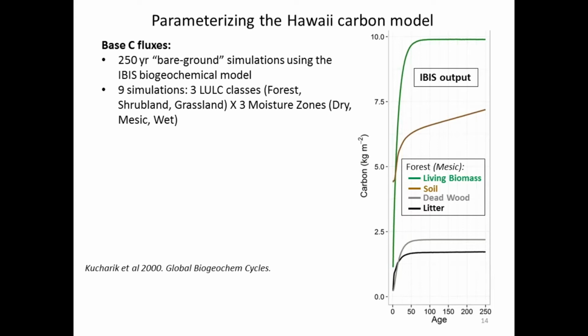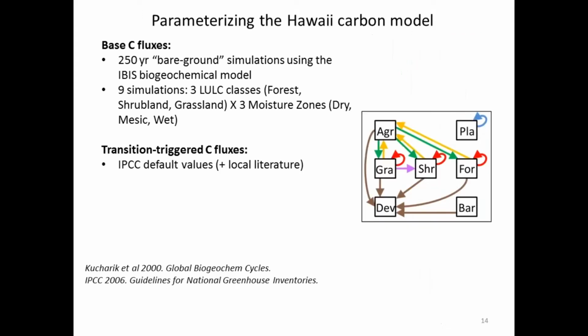We started our simulations using bare ground and would grow these sort of virtual stands, or in some cases this is forest, but we did it also for grassland and shrubland. We'd grow that land up and see how the carbon moved around according to that model's projections, as a function of age, okay? And then we converted that output into flow rates in our stock flow model.